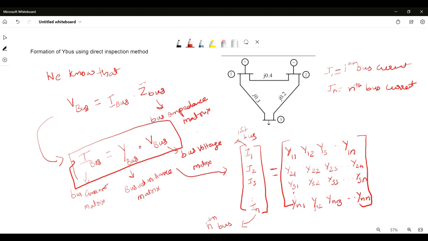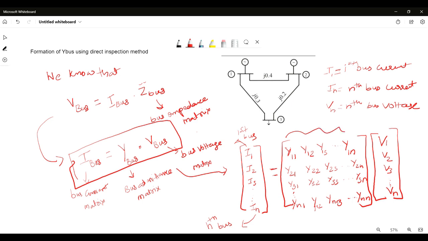Into V1, V2, V3 up to Vn, where V1 is the bus voltage value at bus 1, V2 is the bus voltage value at bus 2, and up to Vn, the nth bus voltage. Particularly, we are interested in the bus admittance matrix Y bus.